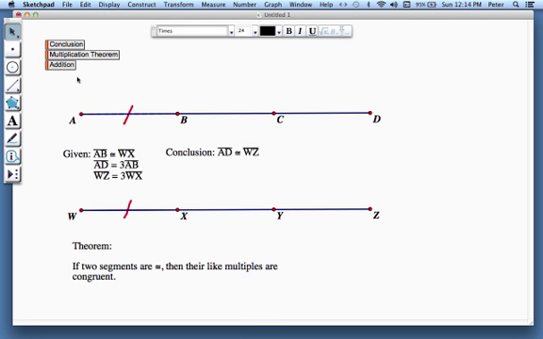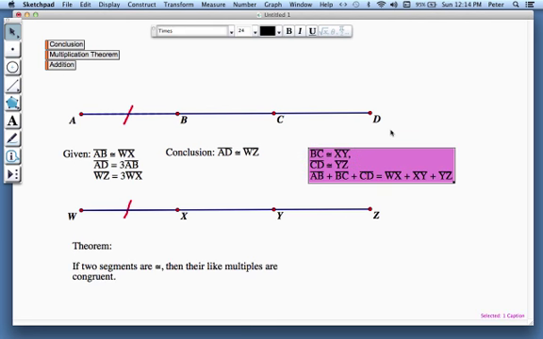Let's take a quick look at what addition would be. If I wanted to prove these segments congruent by addition, I would start out with the given that AB is congruent to WX, but then I would also have to prove that BC is congruent to XY, that CD is congruent to YZ, so that the addition on the left of 3 segments was congruent to the addition on the right of the 3 segments. As you can see, it's a lot more work. So we have to be careful to use multiplication when we can because it's much quicker.